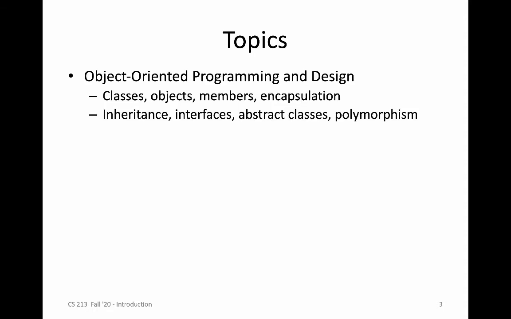Now, the topics that we're going to cover. The bulk of the class, or at least the foundational content of the class, is object-oriented programming and design. This includes Java classes, objects, members, encapsulation, inheritance, interfaces, abstract classes, and polymorphism. Everything is going to be in Java. We're going to do a deep dive into all these topics and really understand exactly how to do object-oriented design and implementation. That's going to take us through roughly 5 or 6 weeks.